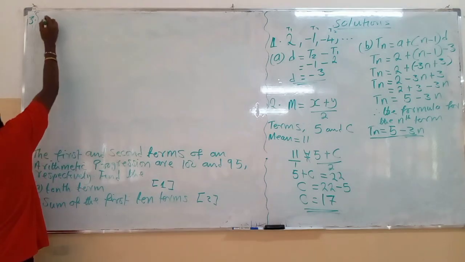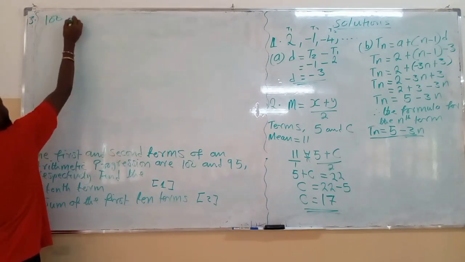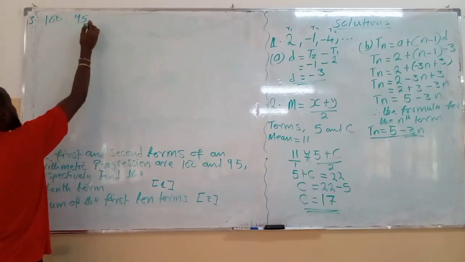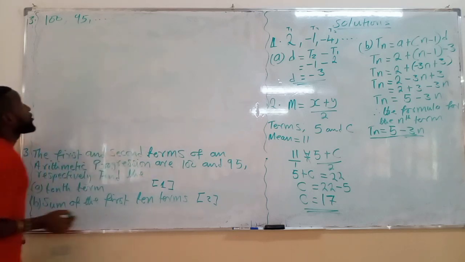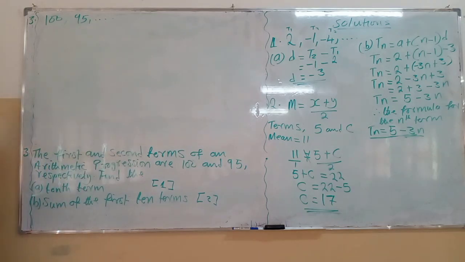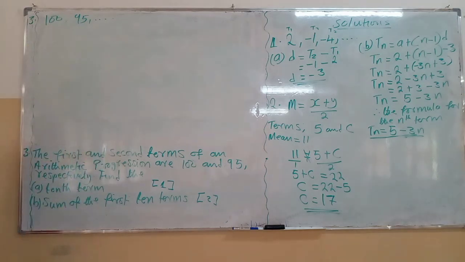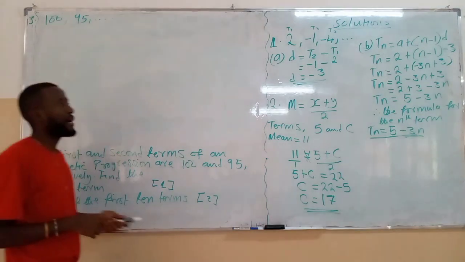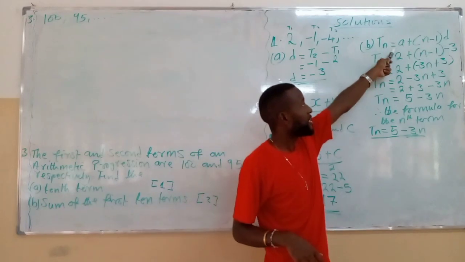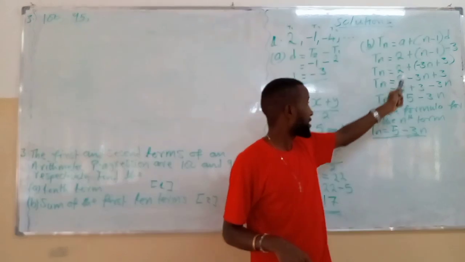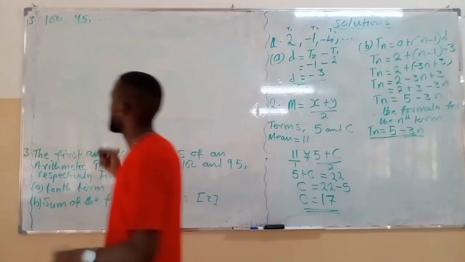So let us write the terms. We have 100, 95, they go on like that. So these are the first and second terms. They're asking us to find the 10th term of this. We can see there are only 2 terms here, so we need to find the 10th term. So how do I find the 10th term? The 10th term is found by using this formula. You see this formula which is here? This is the formula we use to find the 10th term. Not this one, but this one. So let us write the formula here.